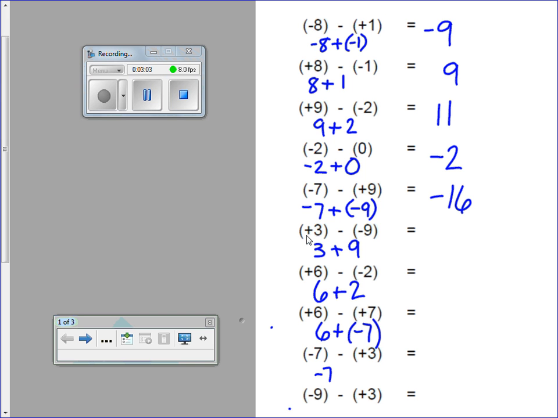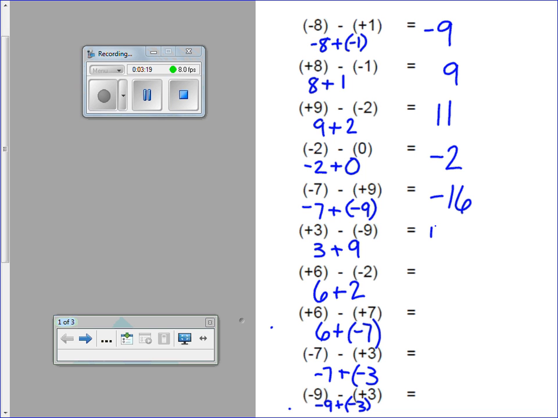-7, especially the second one, plus -3. And finally, -9 plus -3. Go through and answer these real quick.